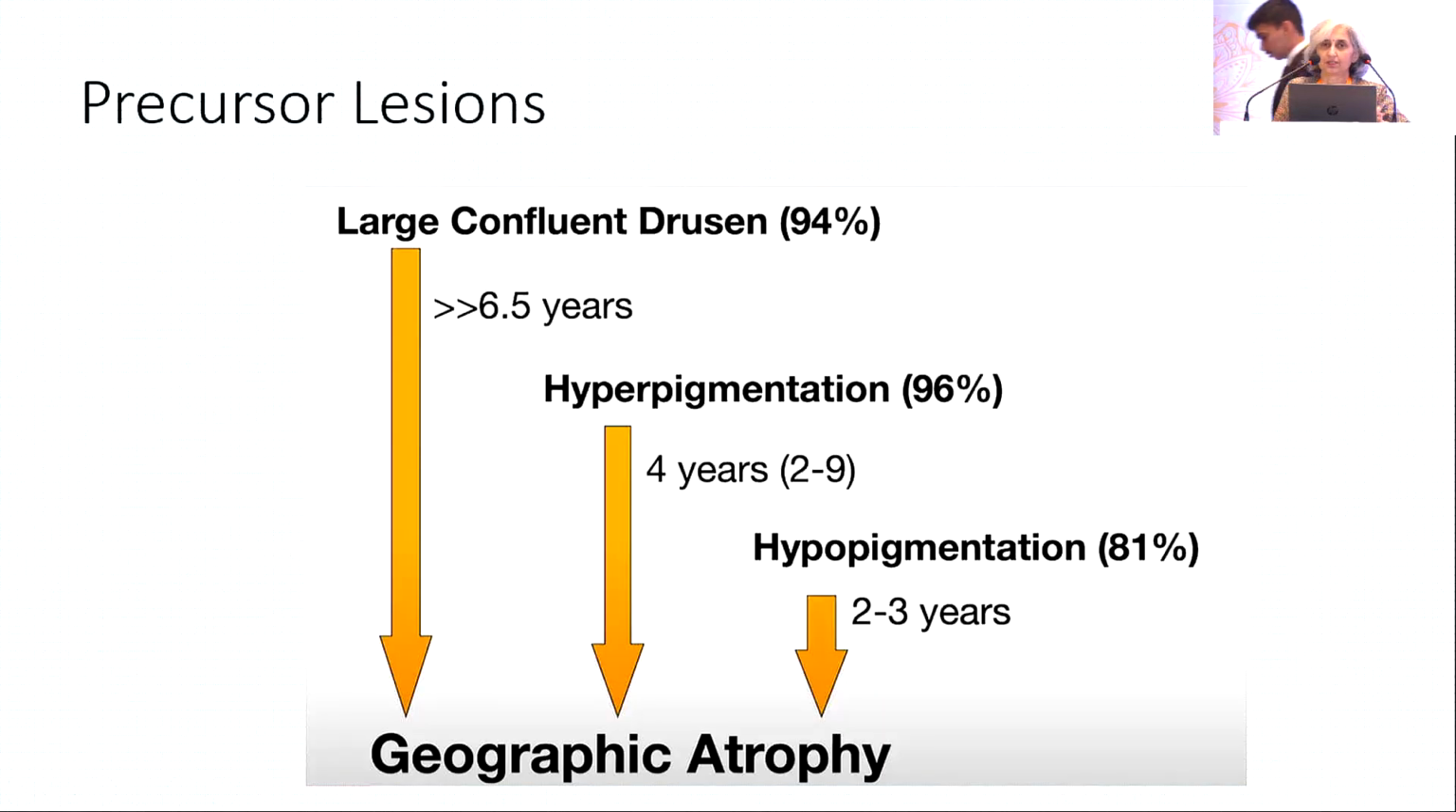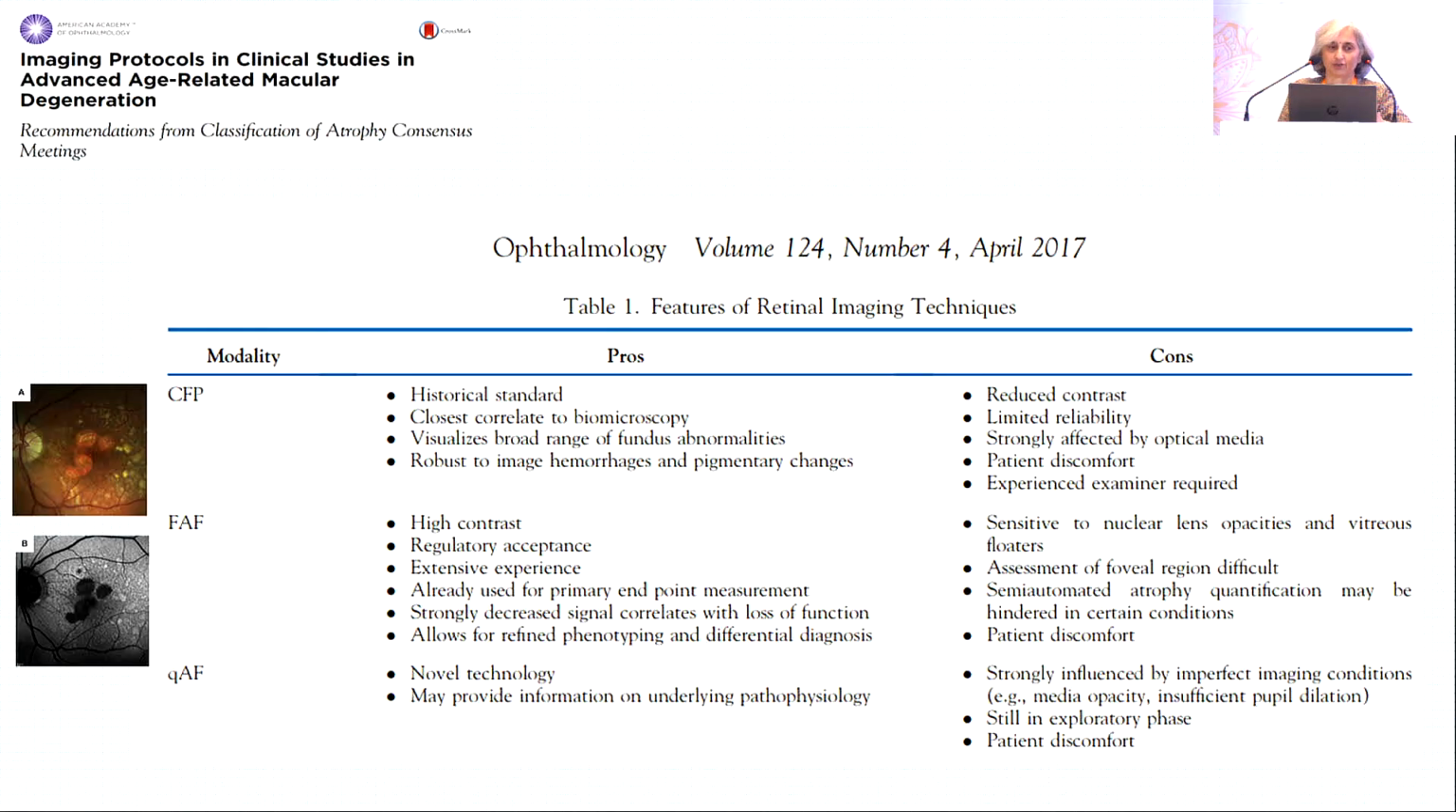What are the precursor lesions and how fast do they progress? Large confluent drusen, relatively slower, almost over a period of 6.5 years, whereas hypopigmentation seen as atrophy and hypertransmission on OCT can progress as fast as 2 to 3 years to geographic atrophy.